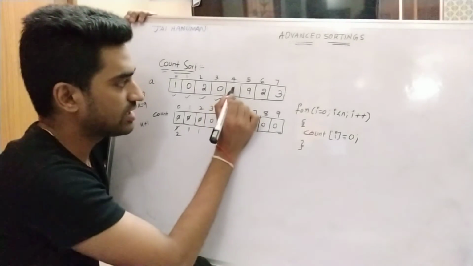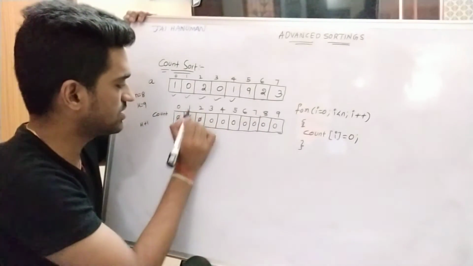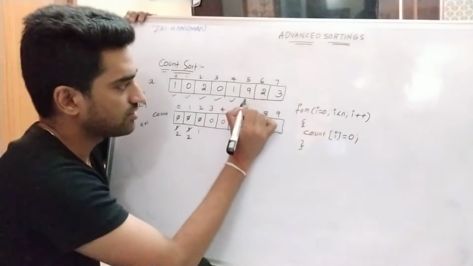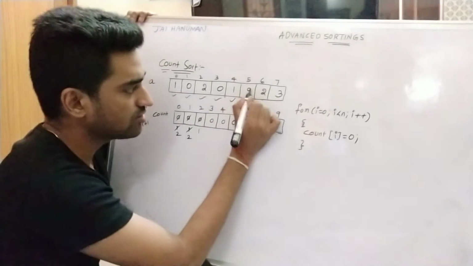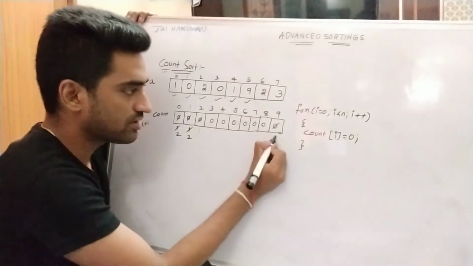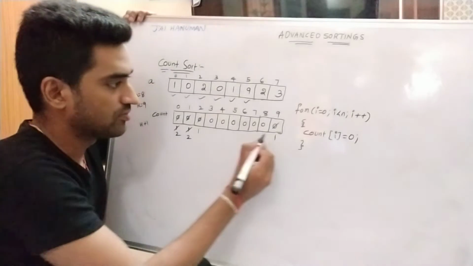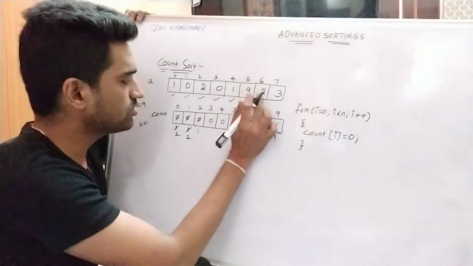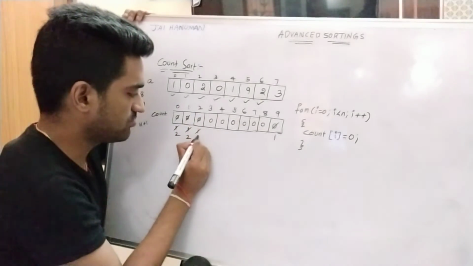Then go to this one. The element is 1, so go to the first index. This is incremented by 1, 2. This is also completed. 9. The value is 9, so go to the 9th index of the count array, and that is incremented by 1. This is also completed. What is the value? 2. So go to index 2. This is incremented by 1, 2.